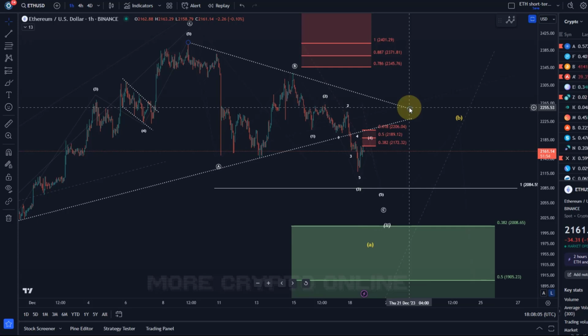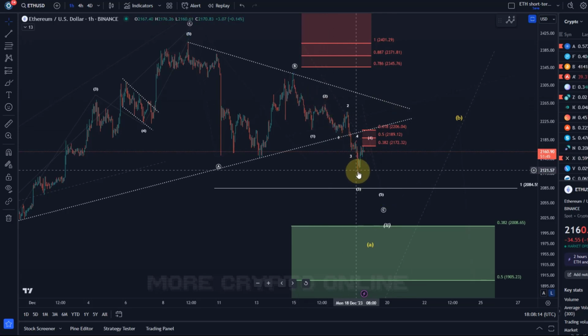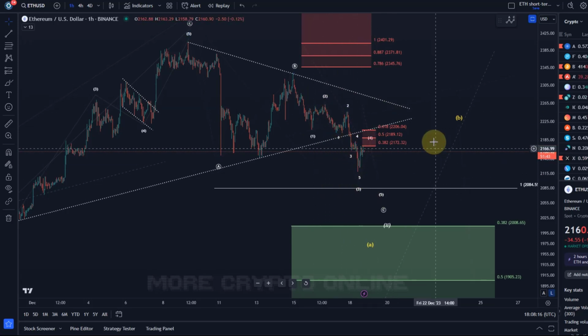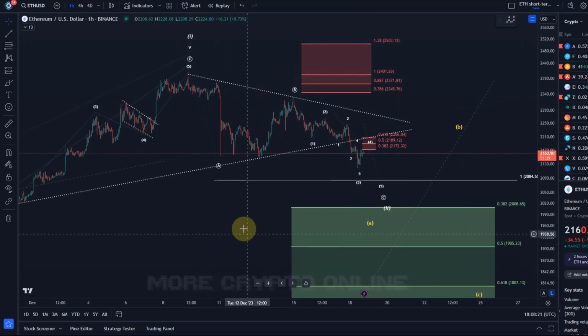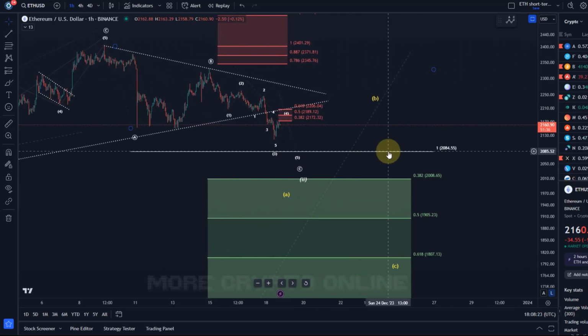So I like the diagonal pattern that we see, potential diagonal. Again, I haven't labeled it as diagonal. I've labeled it as impulse. Otherwise the wave 3 here would be a 3-wave move. I'll leave it like that. It's not so important, the micro count. It's a valid count anyway. It takes us to $2,084 next, then $2,008.